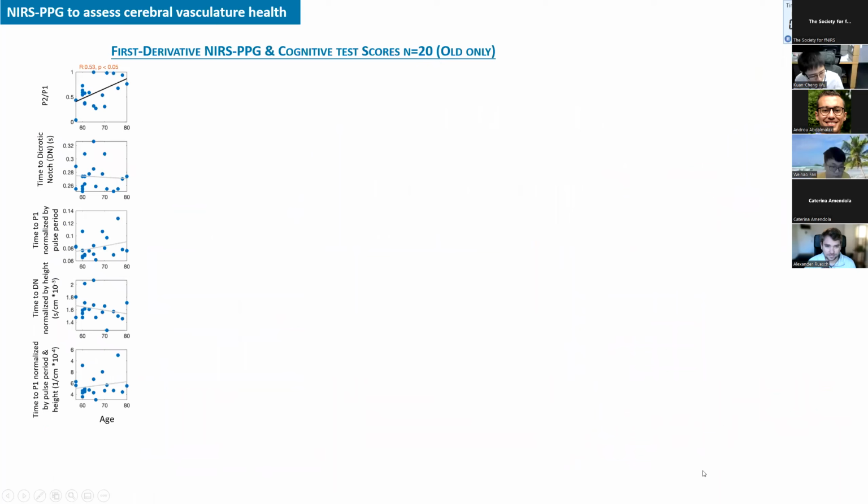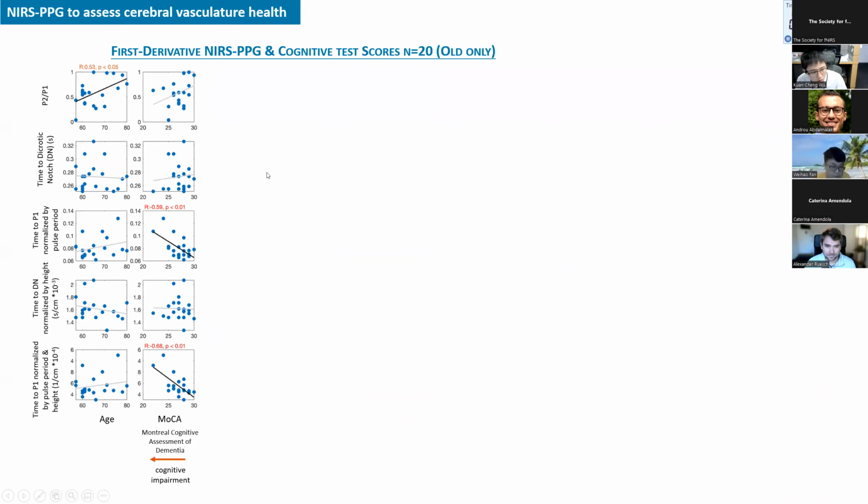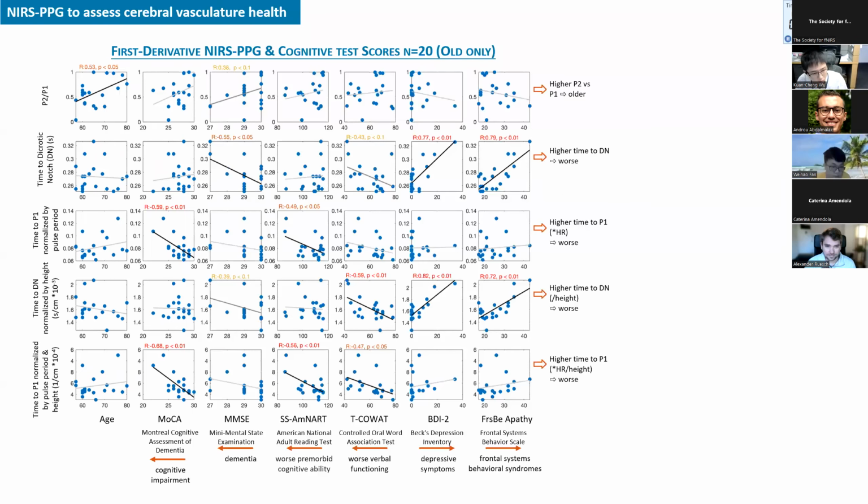In the older generation, we have the results of cognitive tests. First, we're just focusing on the older population here. As we showed earlier, P1 and P2 correlate with age quite well. And first, we look into MoCA, which is a measurement of cognitive impairment. We found that the time of the first peak, and also if you normalize it, correlates with these MoCA numbers quite well. And then we did a whole series of different cognitive tests.